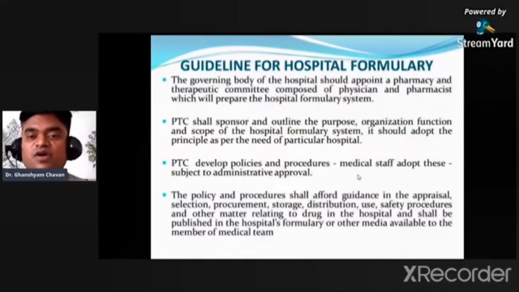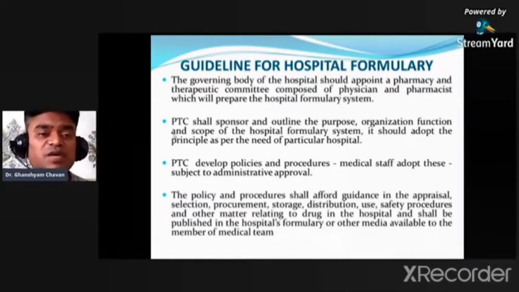Now, guidelines for hospital formulary. There are a few guidelines that we need to discuss. The governing body of the hospital should appoint a pharmacy and therapeutic committee composed of physicians and pharmacists, which will prepare the hospital formulary. So there is a group of physicians and pharmacists who will develop this hospital formulary.